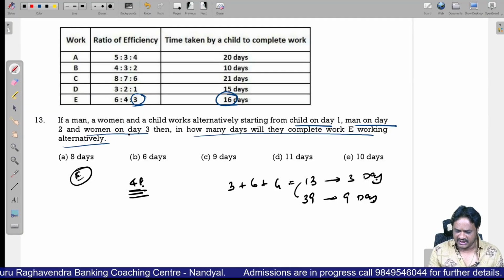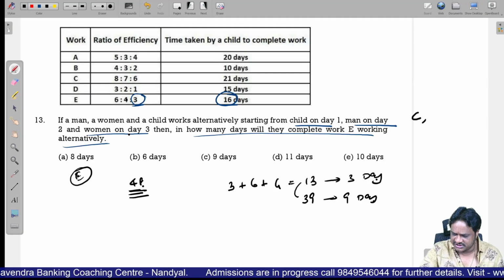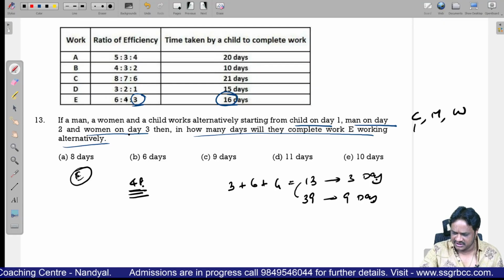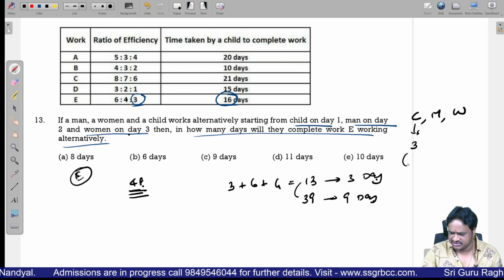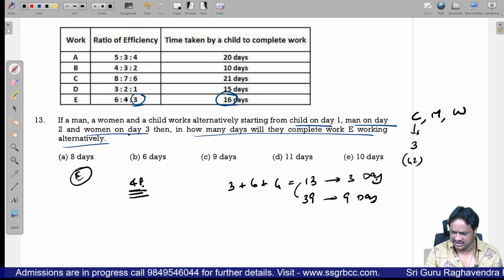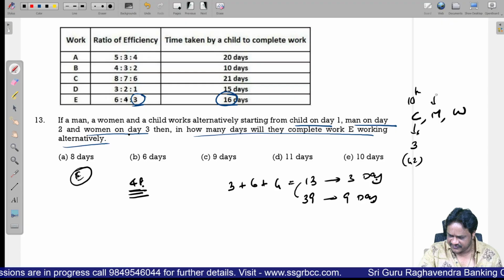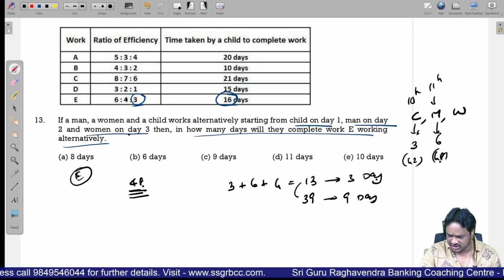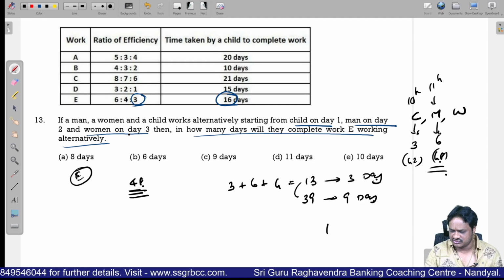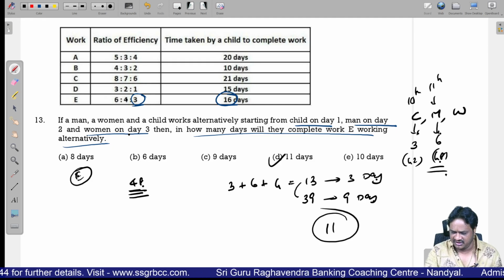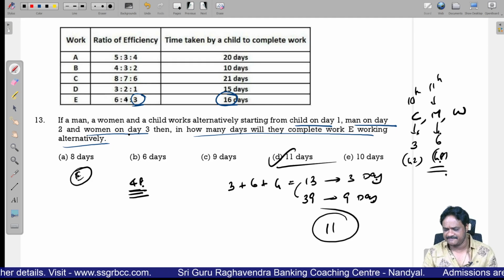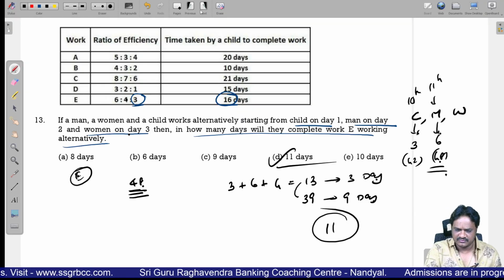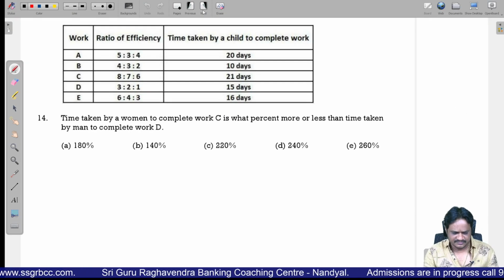Now, 10th day again who will do? First day child, next day man, next day woman. Now 10th day again child will do. Child will do how many units? 3 units. So with this 42 units completed. This is 10th day. 11th day again man will do. Man will do 6 units. Total 48 units completed. So total work is completed in 11 days. That is the correct answer. Option 4. See 14th question.